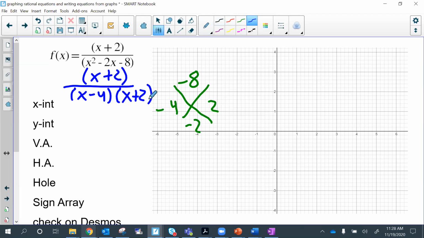All right, now someone unmute yourself and tell me what's going on here. What can we do now? Can you cross out the x plus 2 since they're the same on the top and bottom? Yes, but there's a big but here. What will that leave?